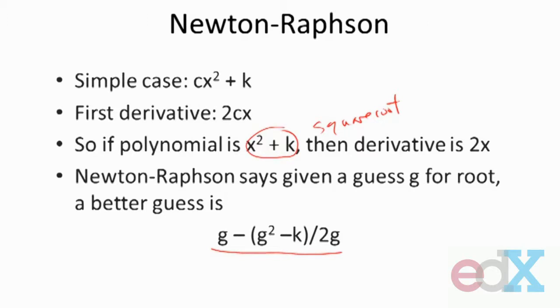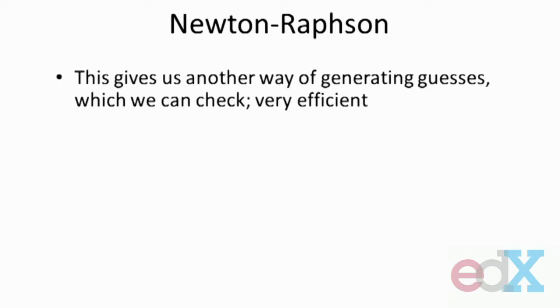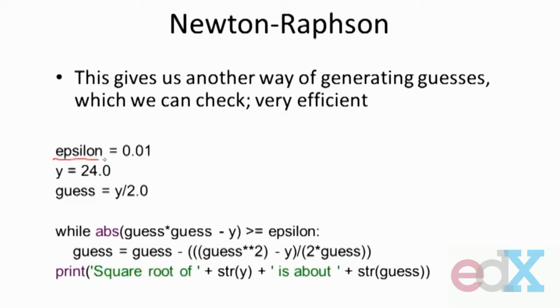All right, let's put that together. We can now have another way of generating guesses, which we can check, which turns out to be very efficient. So here's some code that would do it. Again, I've got a little epsilon that tells me how close I want to get. Let's assume I'm looking for the square root of 24. We'll try some other examples in a second. I'm going to give an initial guess, which will just be y divided by 2. It's not a very good guess, but it's a reasonable place to go. And look at the code. Very crisp, very clean, very efficient.